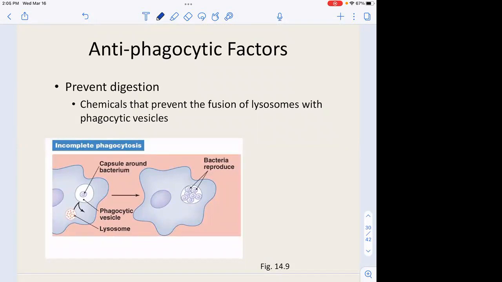Some organisms get ingested, but then they have ways to survive inside the phagocyte. We won't get real specific here, but you can see here a bacteria that's been phagocytized, and the lysosome is not able to fuse with the phagosome. So now we've got the bacteria just reproducing quite happily inside that phagocyte. Mycobacterium tuberculosis is really good at that. It actually lives and reproduces inside macrophages.